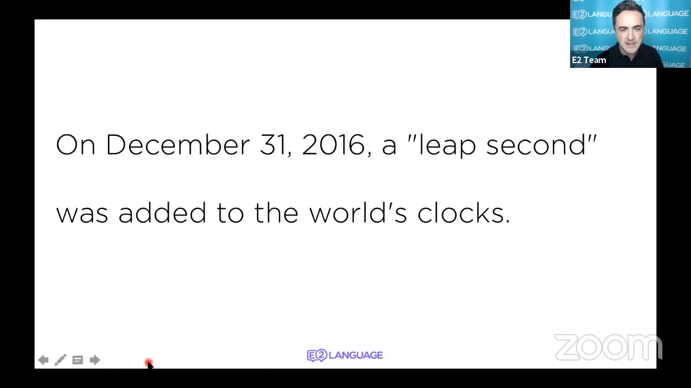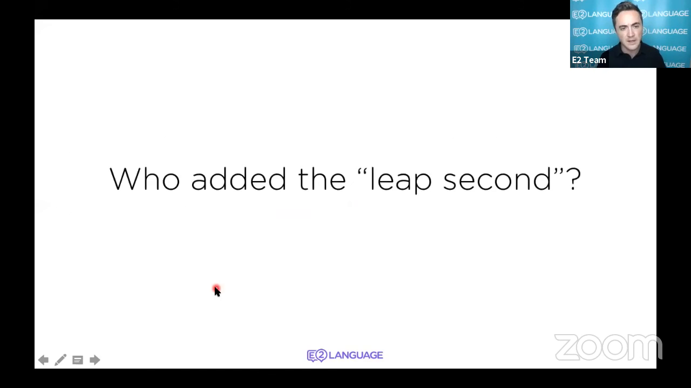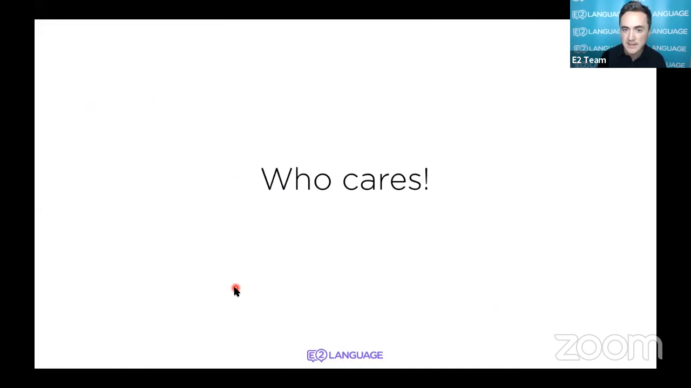This is a passive sentence. There is no subject here. It says, on December 31, 2016, a leap second was added to the world's clocks. Okay, interesting. Who added the leap second? It was added. Who added it? Who cares? It's not important.